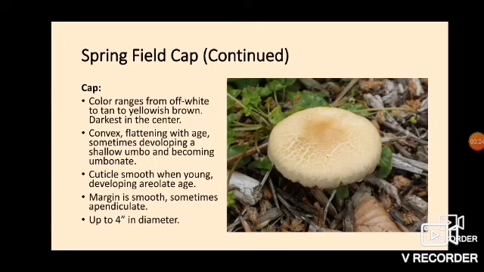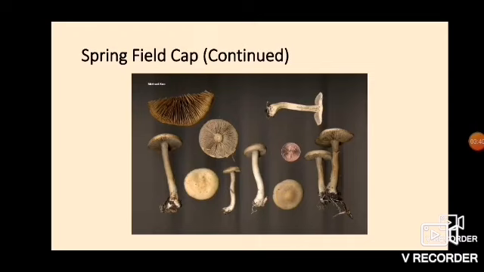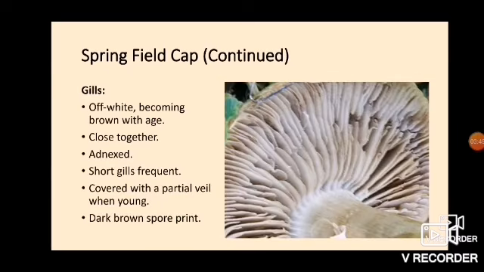So these grow up to about 4 inches in diameter. So a medium-sized mushroom. Here's a size reference for you. Here are the gills. So these are off-white, becoming brown with age. They are close together. They're adnexed. If you recall, adnexed is where those gills approach the stipe and then they dip downwards before touching the stipe. You can see that very clearly in this photo. There are frequent short gills. You can see some of these gills have 3 or 4 short gills between them.